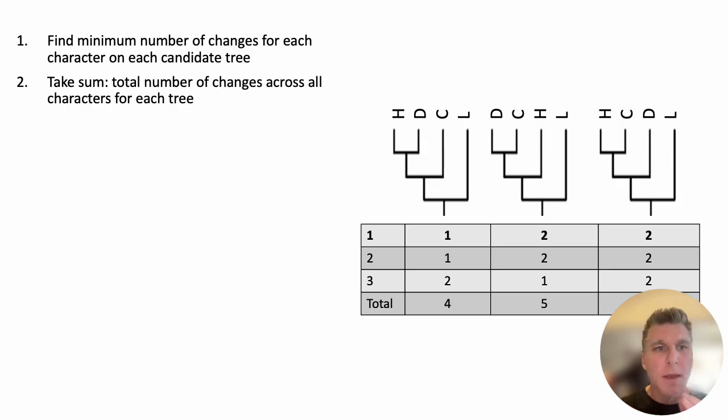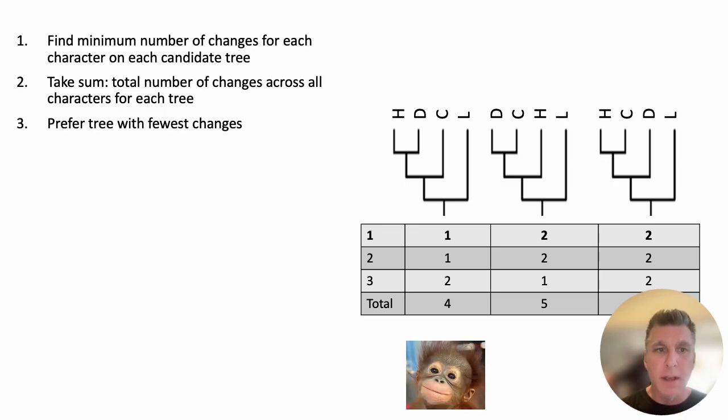Now, we'll take the sum across all of those changes. So look at that first tree. Character 1 has a length of 1, or a number of steps of 1. Character 2 has a length of 1. Character 3 has a length of 2. That adds up to 4. The next tree has 5. The tree on the right is the worst solution. It has 6. Because the final step is to prefer the tree with the fewest changes, the lowest number, and that's that first tree there. So the tree with the length of 4 is the tree that we prefer.